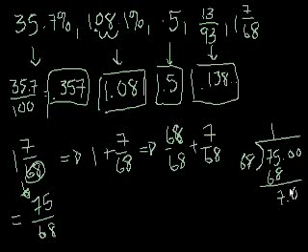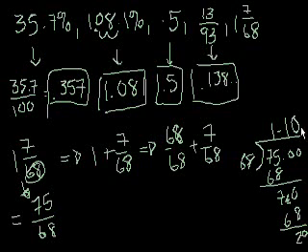Bring down the 0. Actually, you don't have to write the decimal there. 68 goes into, ignore that decimal, 68 goes into 70 one time. 1 times 68 is 68. 70 minus 68 is 2. Bring down another 0. 68 goes into 20 0 times. And the problem's going to keep going on.